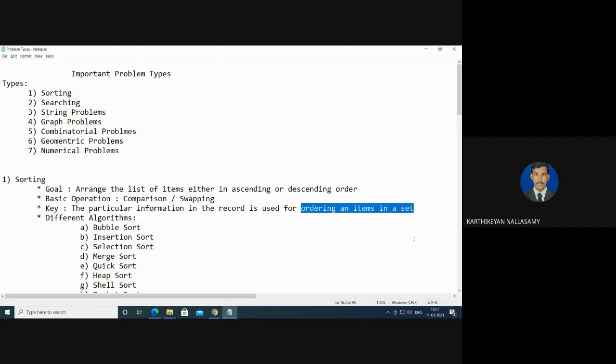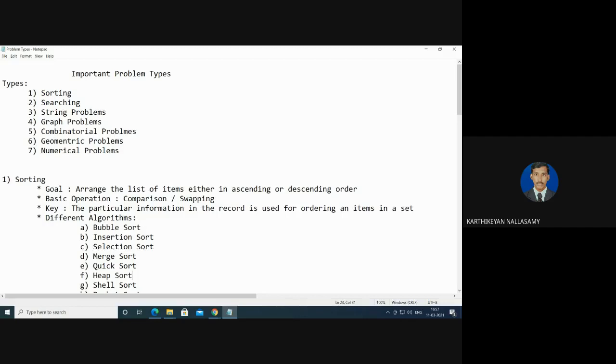அப்போ ஒரு லிஸ்ட் ஆஃப் செட் இருக்கு அப்படின்னா அதுல இருக்கிற லிஸ்ட் ஆஃப் எலிமெண்ட்ஸ் நான் ஆர்டர் பண்ணணும் அப்படின்னா ஏதாவது ஒரு பர்டிகுலர் டைப் ஆஃப் இன்ஃபர்மேஷன் எடுத்துட்டு நம்ம ஆர்டரிங் பண்ணலாம். So the main goal of the sorting problem என்ன அப்படின்னா we are going to make a list of items in either ascending order or descending order.